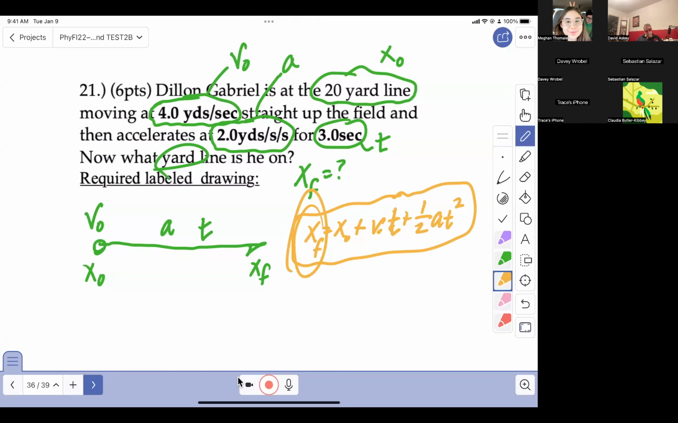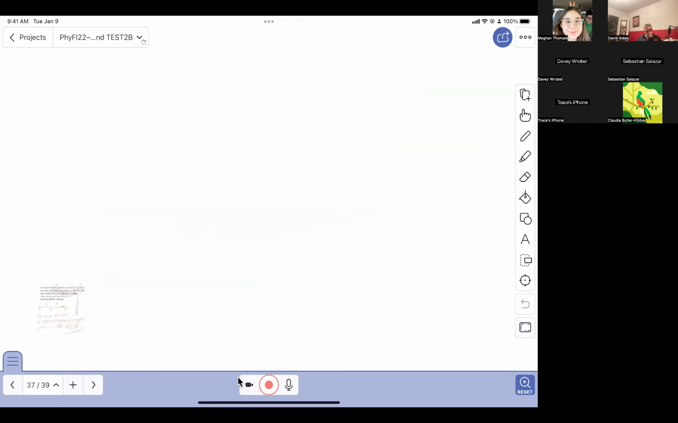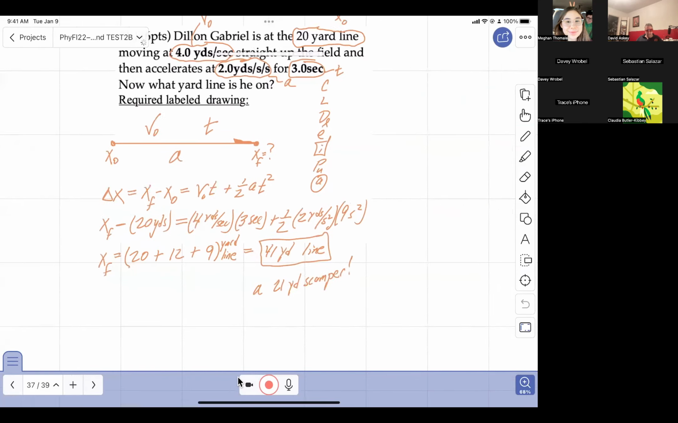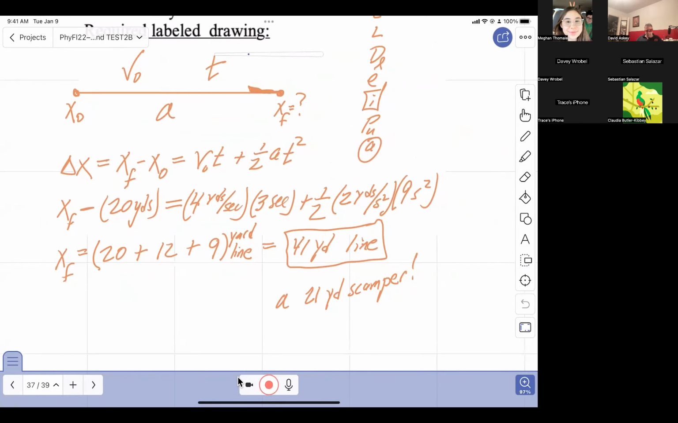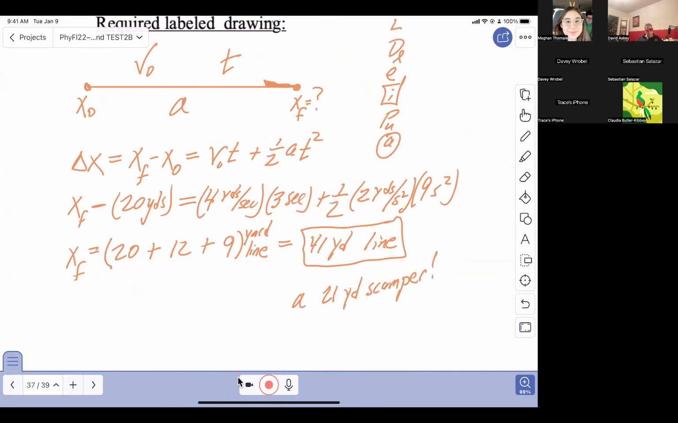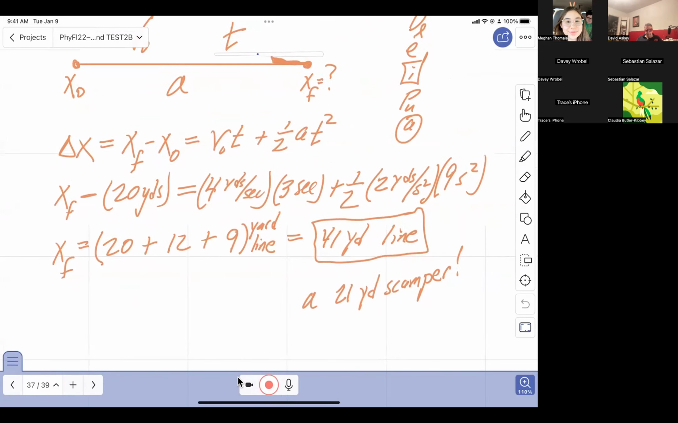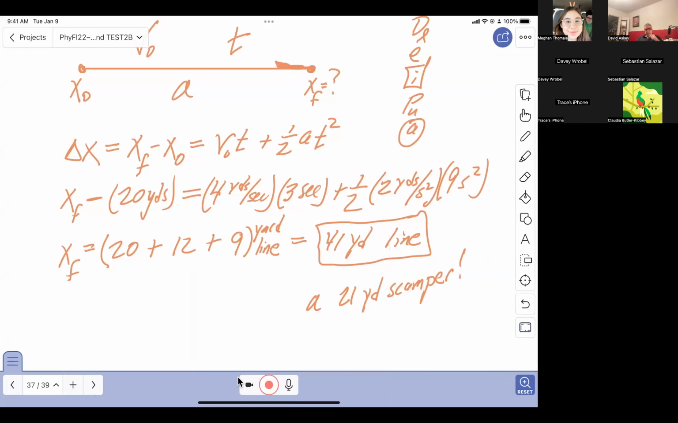I'm going to cut to the chase here. You're the first ones to see this, so I hope I did it right. That's how I did it the other night when I made the key. So 41-yard line, a 21-yard scamper. That's pretty good. They get the crowd going.